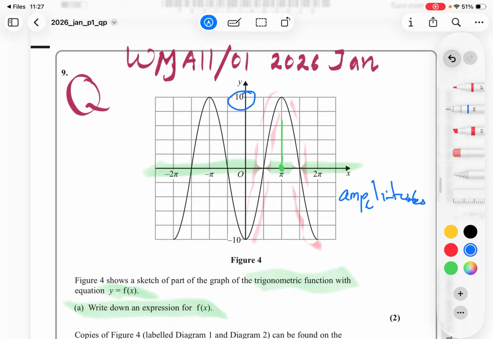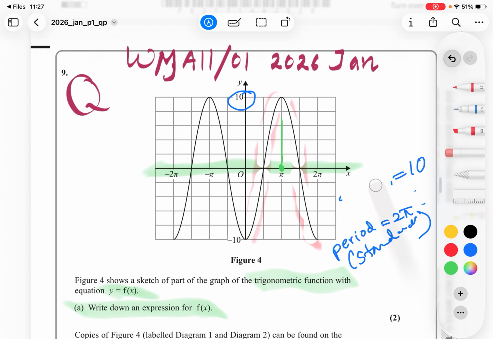In that way we can say the period is going to be 2 pi. As we know, this is the standard period as well. But the amplitude is 10, and 10 is not the standard amplitude. There is a deviation for the amplitude. So once we have the period and the amplitude, then we have to go and find the curve as well.